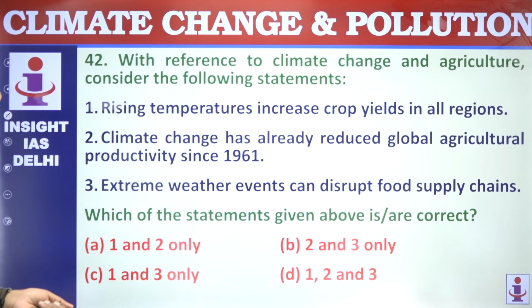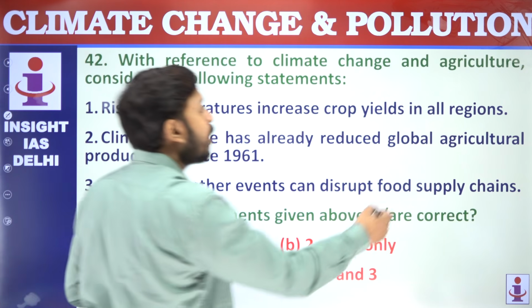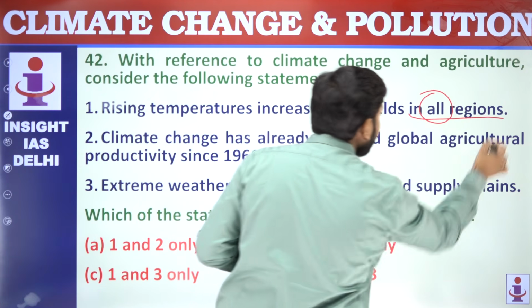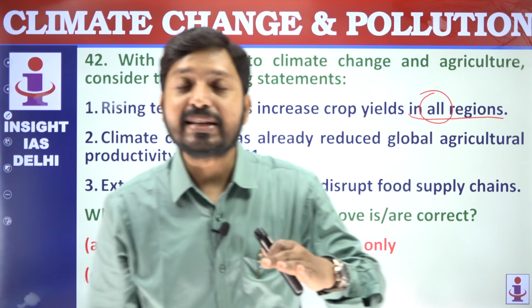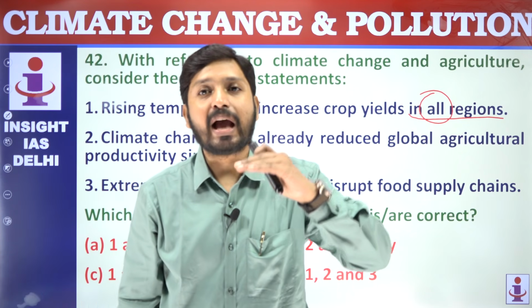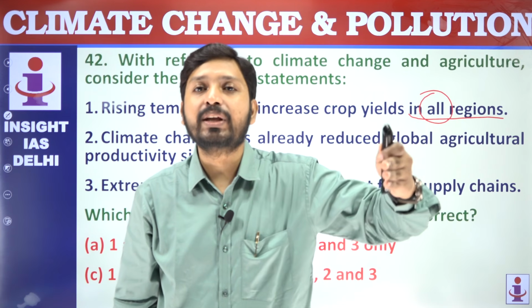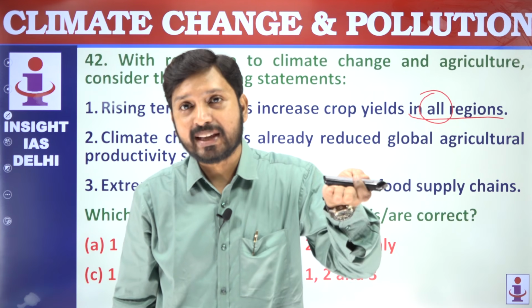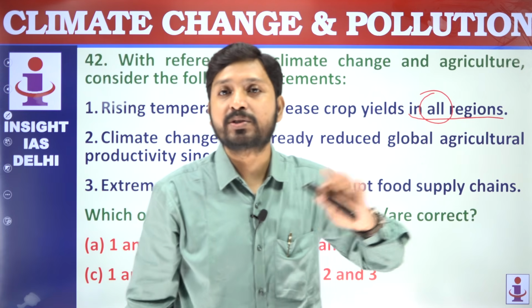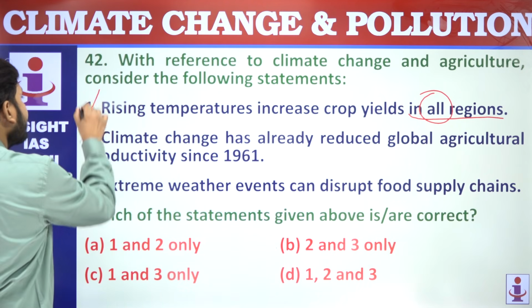With reference to climate change and agriculture, consider the following statements. Rising temperatures increase crop yield in all regions. Once again, an extreme statement. It is not all regions. In tropical and subtropical regions, agriculture yields will be reduced, but in temperate and slightly cooler regions, as the temperature increases, it will have a positive impact. It's not all regions. So this statement is wrong.